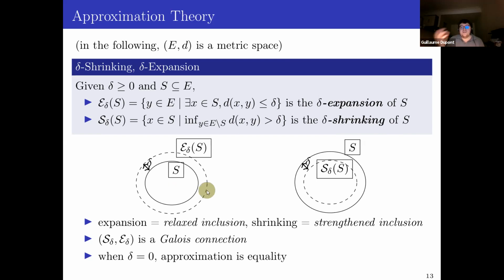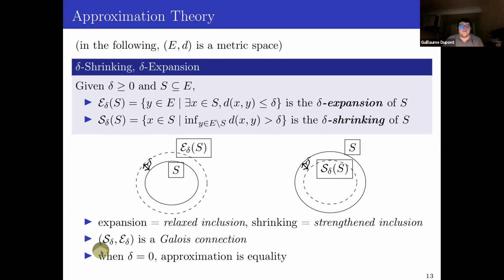And shrinking is the exact dual. It's a set that is smaller than S, so that every point of this set is at least delta from the frontier. It doesn't cross out of the set, so it is strictly included and a delta from the frontier. The idea is that expansion is some kind of relaxed inclusion. It's an inclusion that is less strong than regular inclusion, and that allows a little bit of headroom. And shrinking is, on the contrary, a strengthened inclusion, so it's a stricter inclusion because you get fewer points, basically.